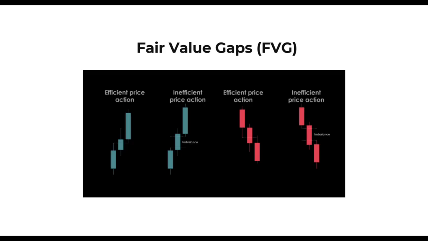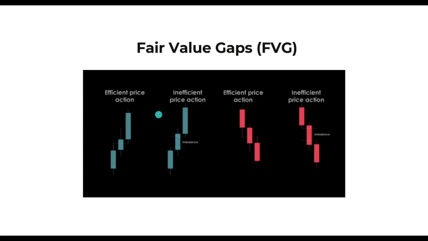Now moving on to another component of ICT trading concepts, which is the fair value gap. The fair value gap is a gap between three candles where price moves aggressively with imbalanced volume. Price often returns to the fair value gap to fill the gap before continuing, and the fair value gap also acts as dynamic support and resistance. If you look here, this is an example of the bullish fair value gap. So we have the bullish and bearish fair value gap.